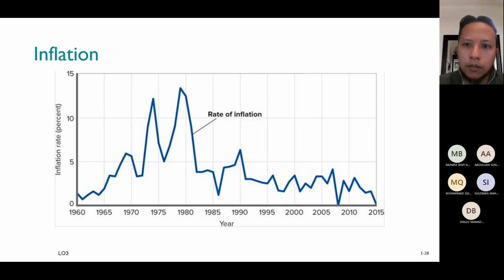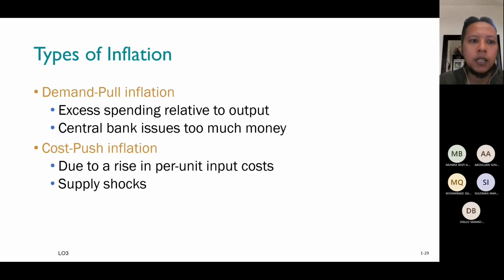It may go up and may go down. Okay, so there are different types of inflation. There is inflation that is caused by demand pull inflation or cost push inflation. Okay, so demand pull inflation, we will learn about this later on, but basically it is caused because of an increase in spending and demand.